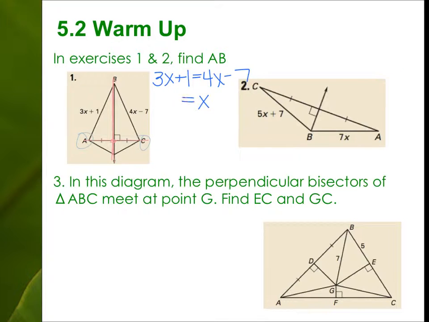Subtract the 3x, add the 7. X is 8. But what's the question asking for? AB. So that's that segment here. What do I have to do? Take it, plug it back in. So 3 times 8 plus 1, 24 plus 1, which is 25.